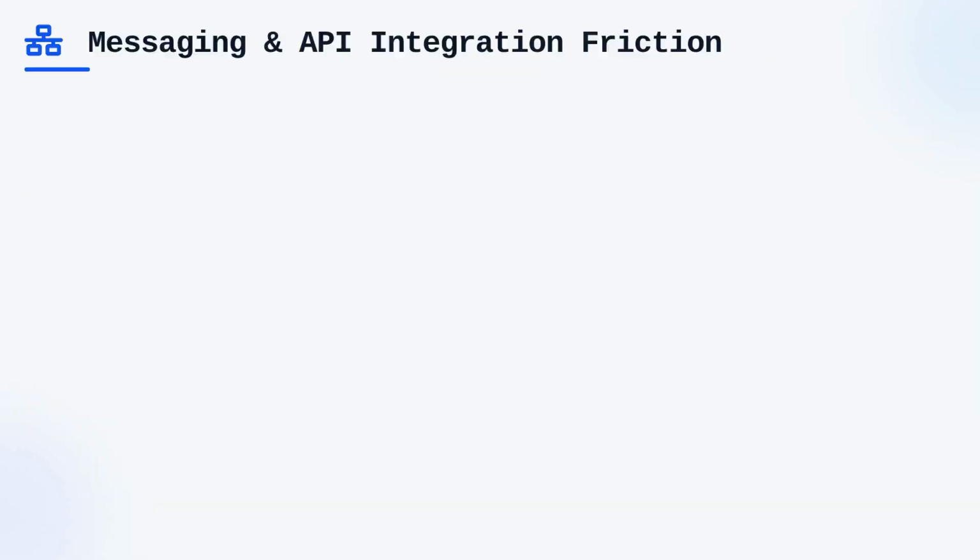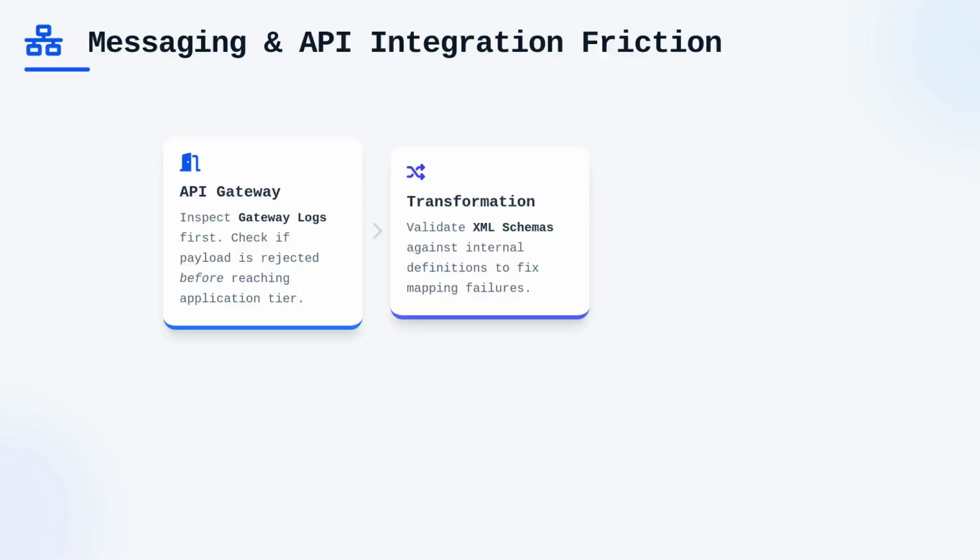Messaging and API integration points represent another significant surface area for architectural friction, especially when dealing with REST or SOAP gateways. When an XML payload fails to map correctly to the internal request structure, the bottleneck is often found at the API gateway layer or within the translation logic. You should start your diagnostic process by inspecting the gateway logs to see if the payload is being rejected before it even reaches the application tier.